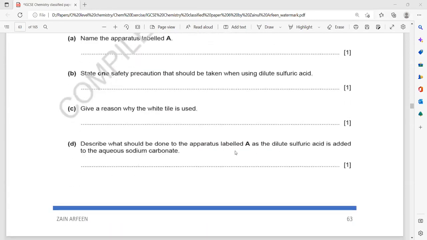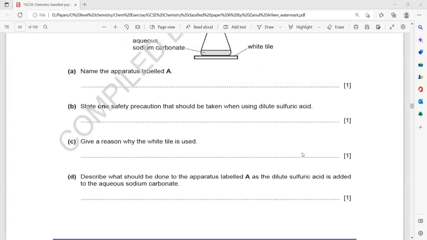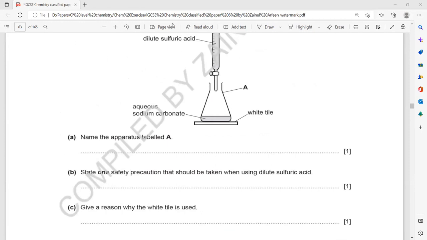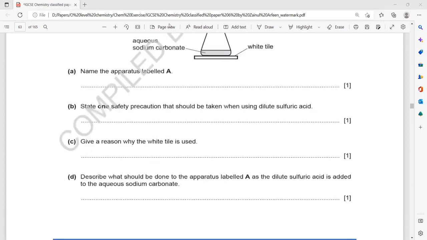Describe what should be done in the apparatus labelled A after dilute sulfuric acid is added to the conical flask. What we normally do when we add an acid to this, the purpose of the conical flask, is that we can easily shake or swirl the mixture. So we swirl the mixture or shake the conical flask so that the two substances mix with each other.